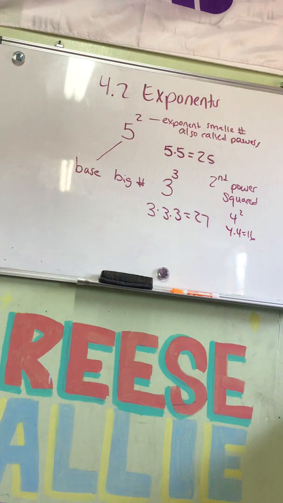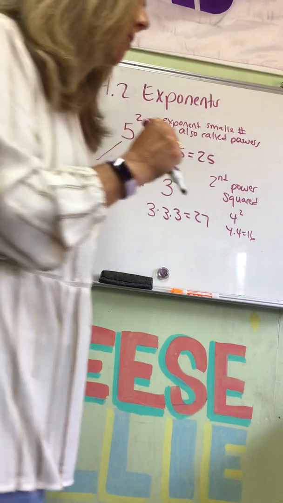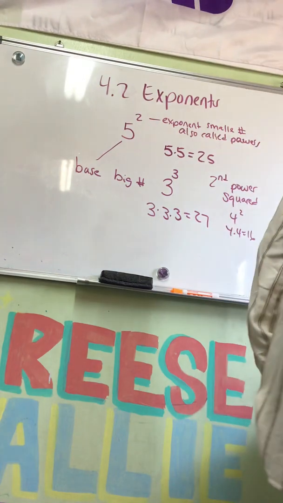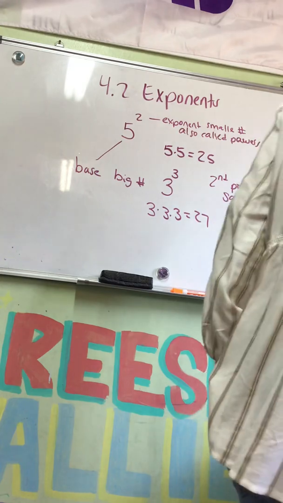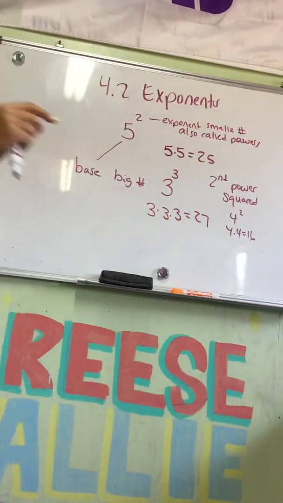Squares are called perfect squares when you multiply a number by itself. Those are perfect squares, and we're going to get into that a little bit later. Now, they give you some rules. I want to mention this, and I'm going to actually do the proof later.